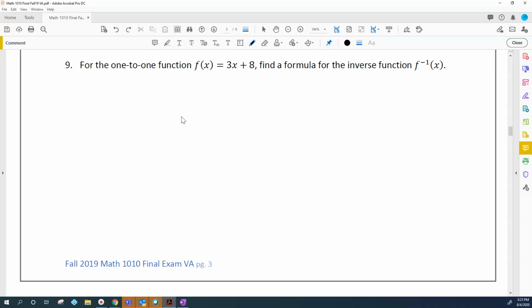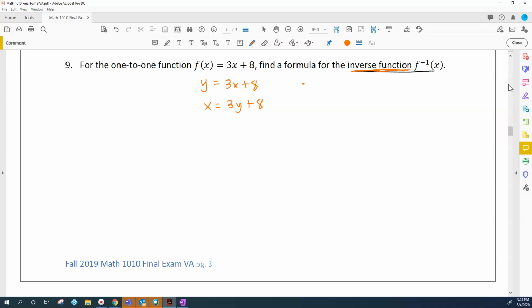So, finding the inverse function. There are 4 steps that you take to find the inverse function. First, change your f of x to y. So I'm just going to rewrite this as y equals 3x plus 8. Then with inverse functions, you switch the x and y. So I'm literally switching these places: x equals 3y plus 8. And then I want to solve it for y.